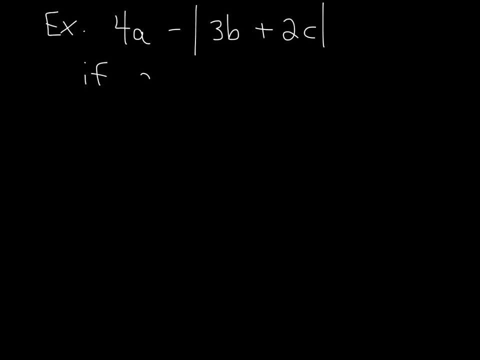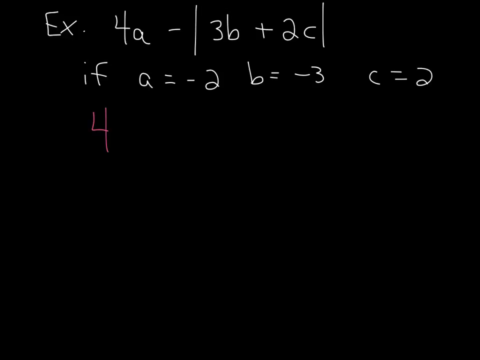Now our next part of this, of course, we're going to add variables to it. So here's my example: 4a minus the absolute value of 3b plus 2c, if a equals -2, b equals -3, and c equals 2. So just like before, when we were evaluating equations, I am going to plug in these numeric values into the variable locations on top. So right now, I'm just going to simply rewrite things.